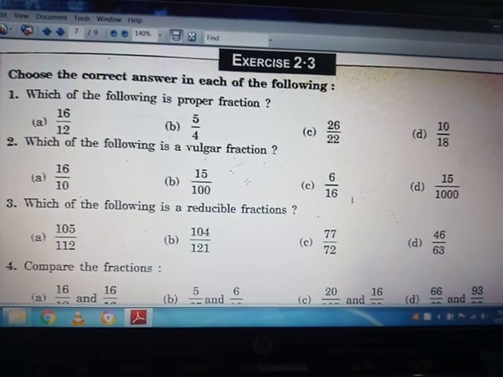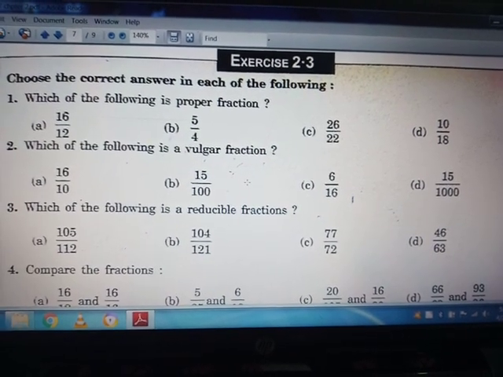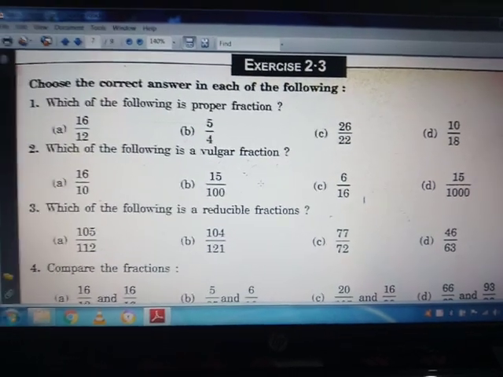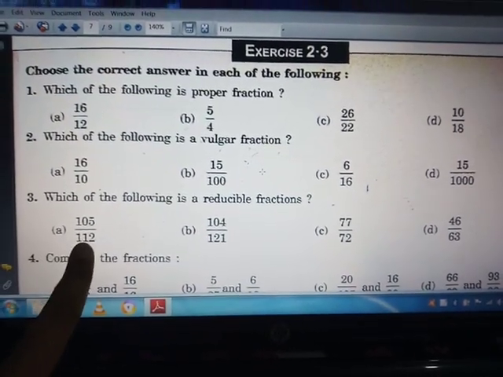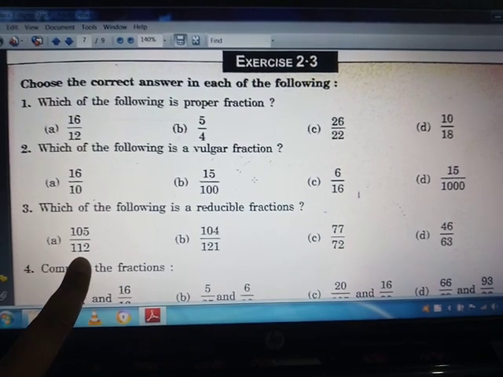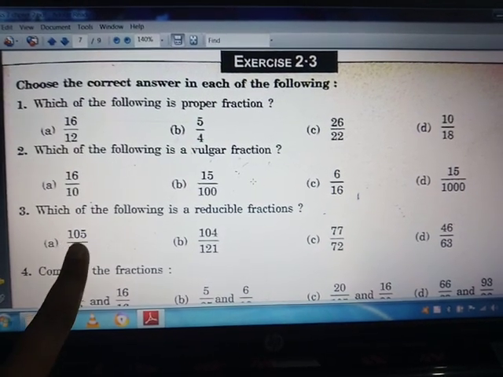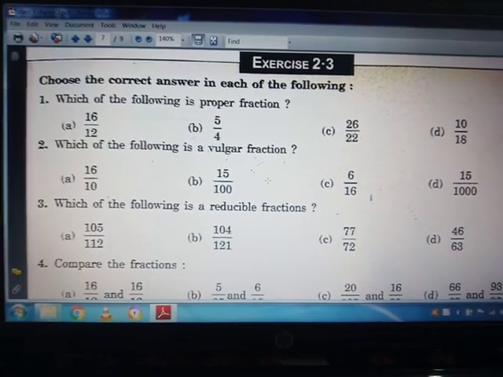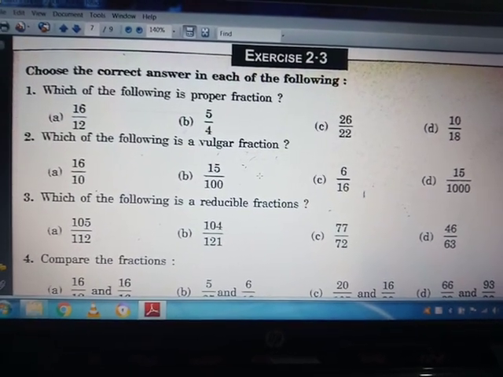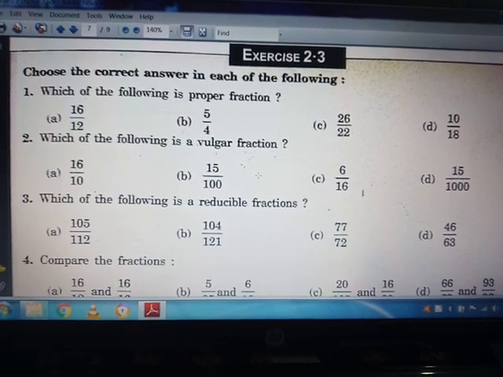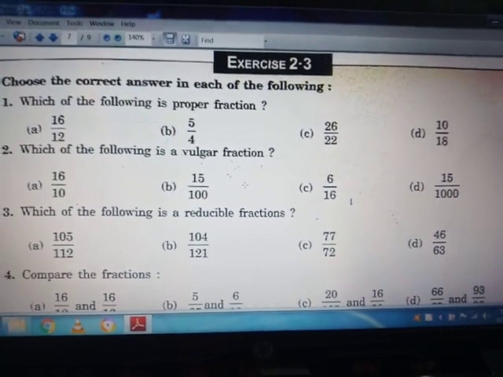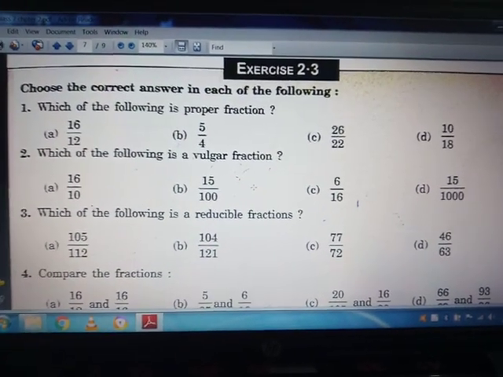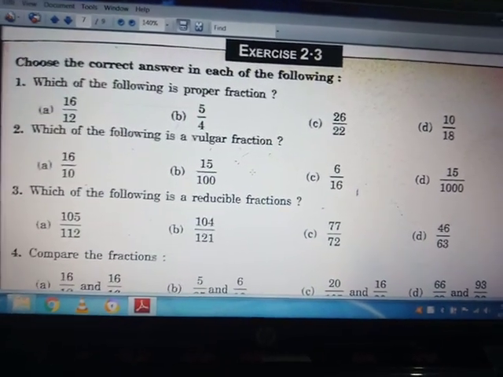For examining whether the values are reducible, you can test divisibility also. Here it is 105 and 112. Okay, so you can see here, if you cut these two values by 7, it can be reduced, meaning the numerator and denominator will be divided by 7, then the values will be obtained. So this one is the reducible fraction.